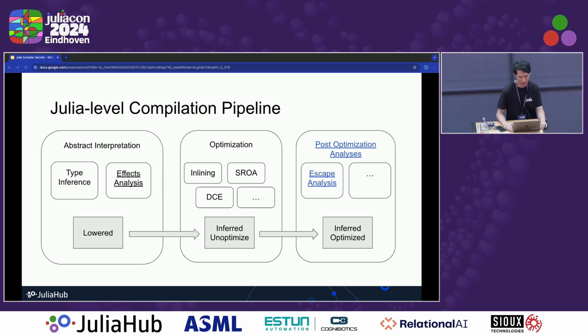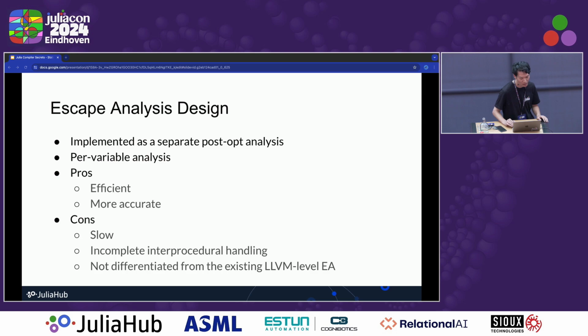Now I'll explain the design of EA quickly. Unlike the effect analysis, which is performed along with type inference, escape analysis is performed as an independent analysis on the code representation after optimization. So from 1.11, a new analysis phase has been added to Julia's Julia-level compilation pipeline, which we call post-optimization analysis. EA is implemented as a post-opt analysis, but honestly it's still uncertain whether this design will remain the same in the future. The reason is that analysis on post-optimization IR, especially IR after inlining, can easily achieve a certain accuracy, but it also leads to redundant analysis, and the analysis tends to be slow due to the larger IR.